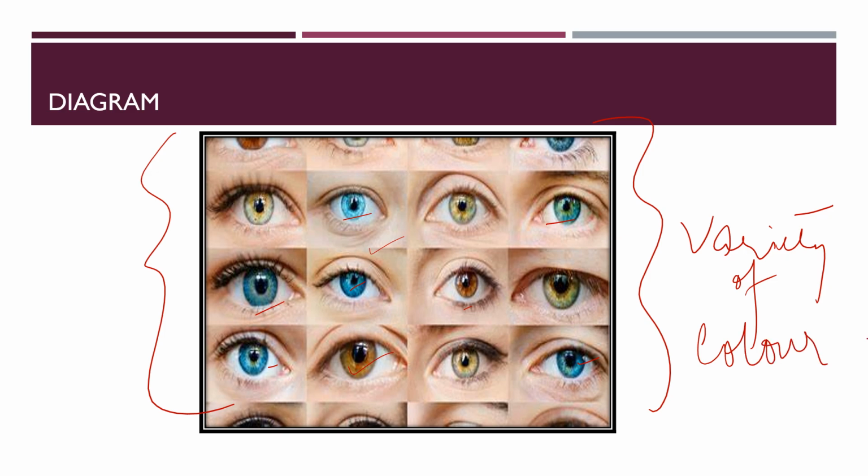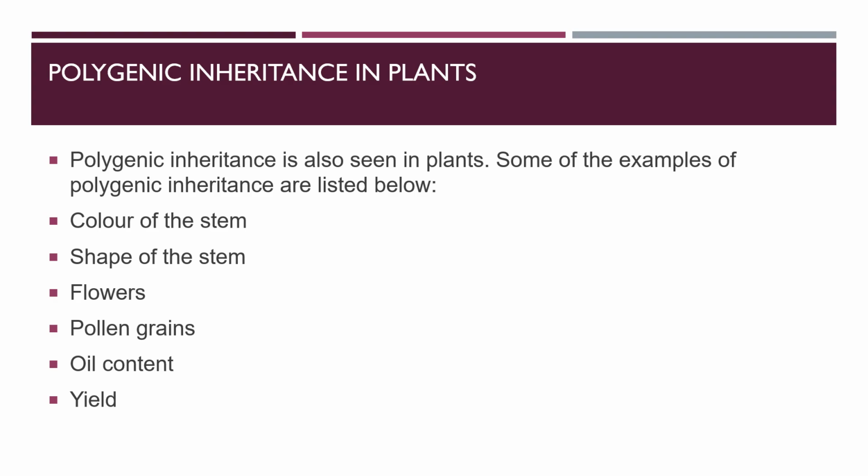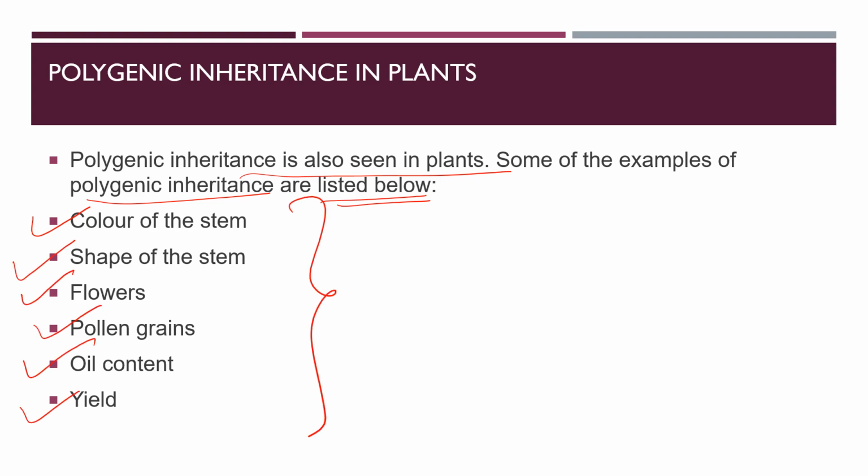So next we will move on to plant polygenic inheritance. So polygenic inheritance is also seen in plants. Some examples of polygenic inheritance are listed below. What are those? Color of the stem, shape of the stem, flowers, pollen grains, oil content and yield. These are all dependent on polygenic inheritance. So many genes are showing these phenotypic characters or traits.